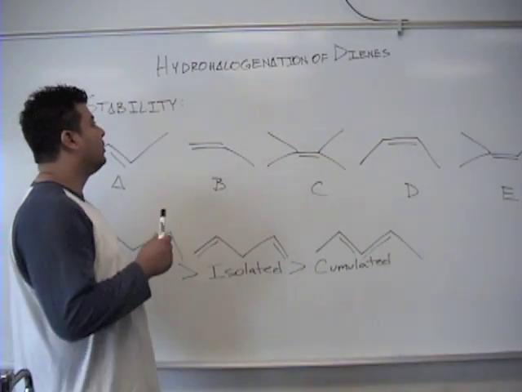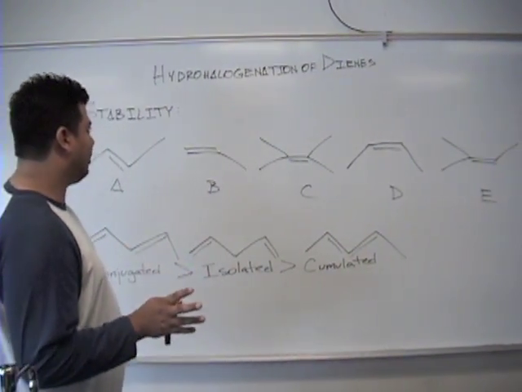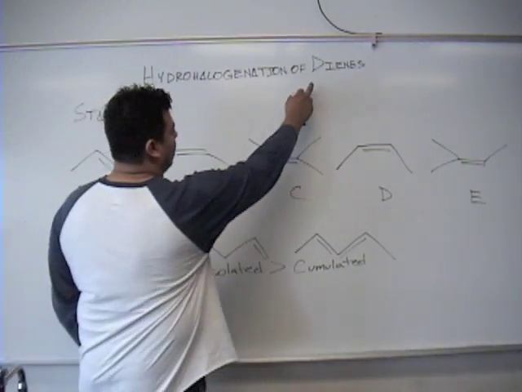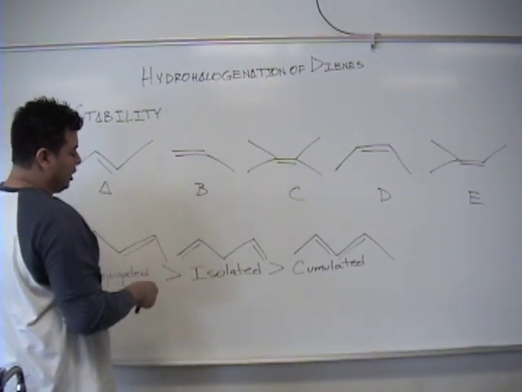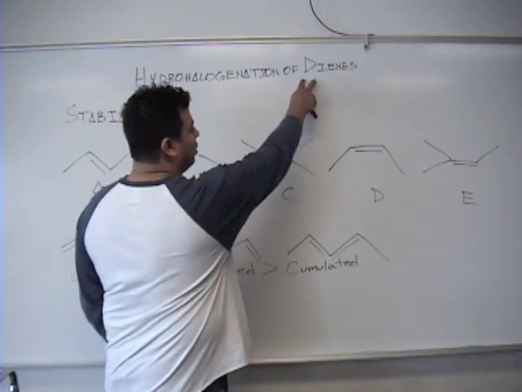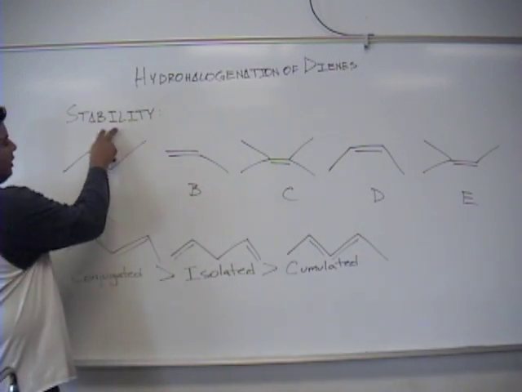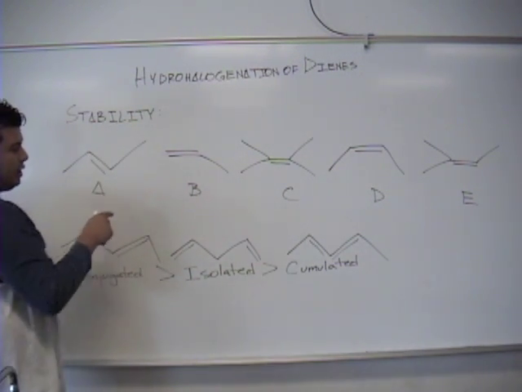Okay, we're going to do hydrogenation of dienes. So I just want to touch base on this. Dienes are double bonds, but you have two. So it's di, 2, ene, double bond. Okay, so stability of alkenes.